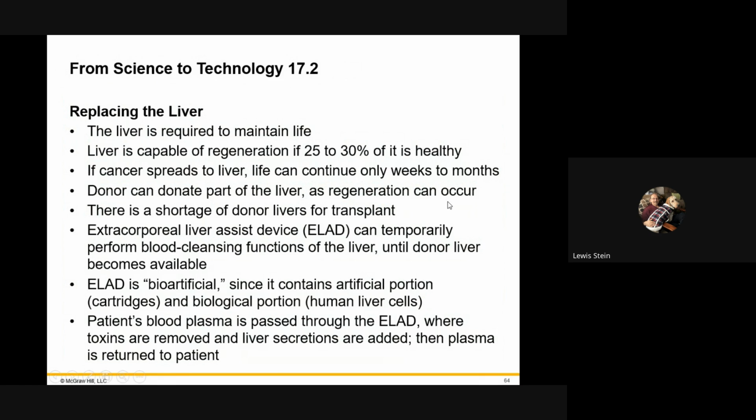So regeneration can occur. There is a shortage of donor livers for transplant. This is very, very true. Yes. How do livers handle extreme medications like that? Not well. I mean, that's why you have schedules.